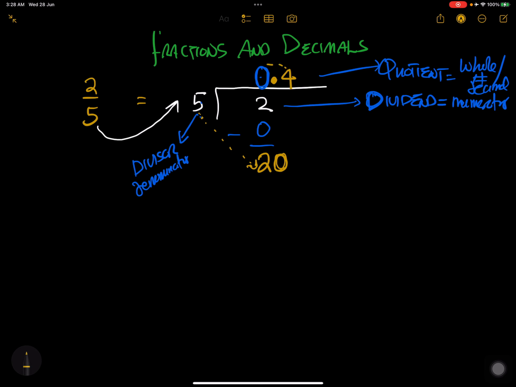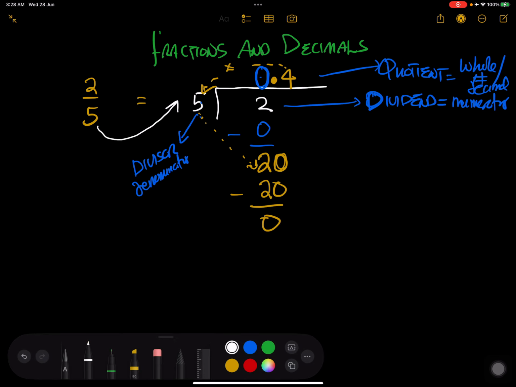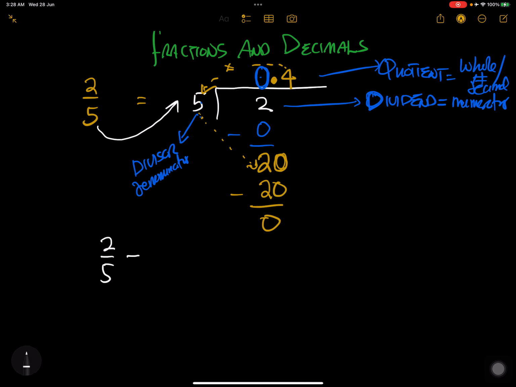So now 4 multiplied by the 5, we get 20. And we subtract again, and we get what? 0. We get 0. And once we get 0, we know that we've been able to achieve what we're looking for. 2 over 5 is now equal to 0.4. That's our answer. We've been able to convert a fraction into what? A decimal.